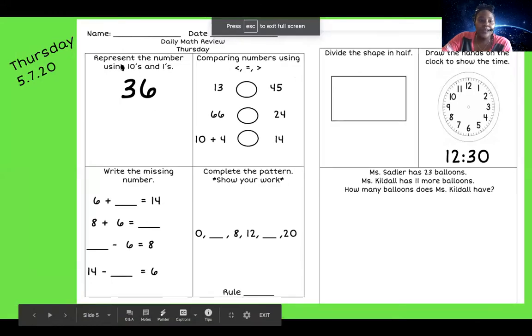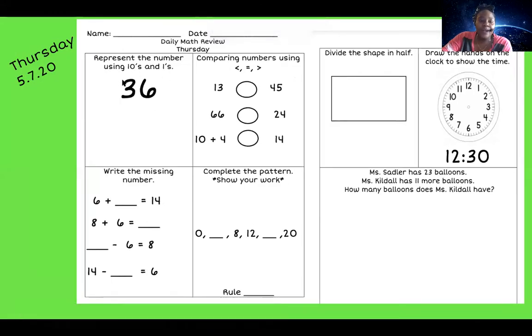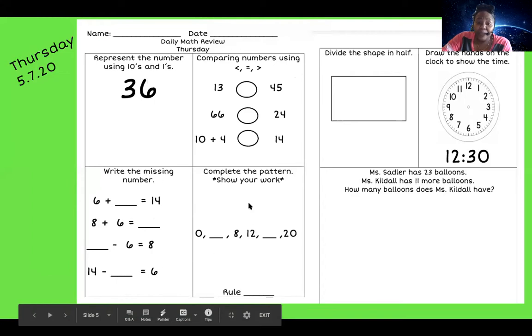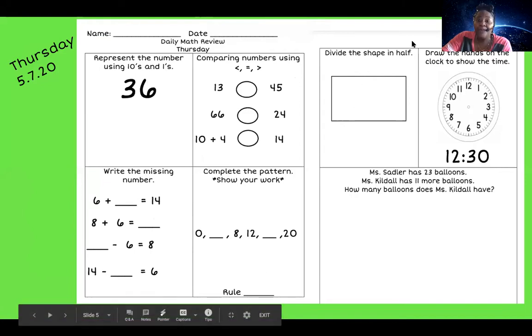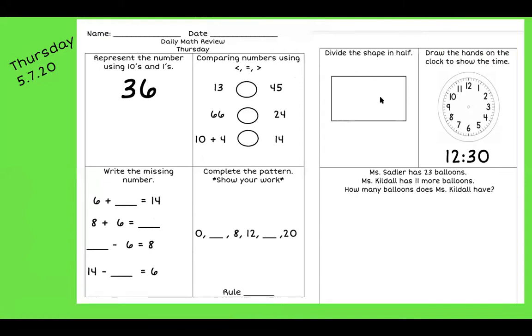So I'm going to read through the problems. Represent the number using tens and ones. Comparing numbers using the less than, equal to, or greater than symbol. Write the missing number. This is our fact family. Complete the pattern. Show your work. So what's the rule? It went from 0 to something, 8 to 12. So we need to find out this pattern. What's the rule? Over here, divide the shape in half.